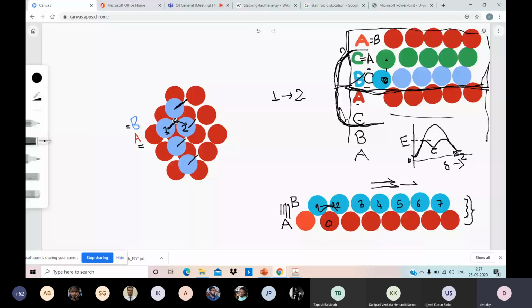And why is that fault created? Because it is difficult for a B atom to move from position 1 to 2. Instead, it prefers to slide to the C group. So all these B atoms of this layer, in a particular portion, will slide to the C group.